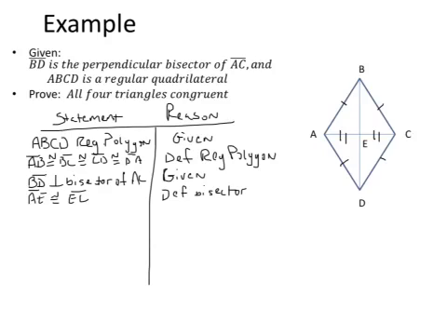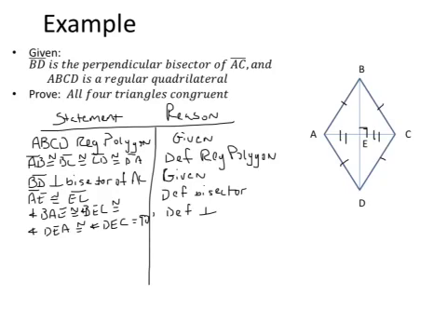This also means that angle BAE, angle BEC, angle DEA, and angle DEC are all congruent and they equal 90 degrees. Okay, and that is by definition of perpendicular. So all those angles equal 90 degrees.